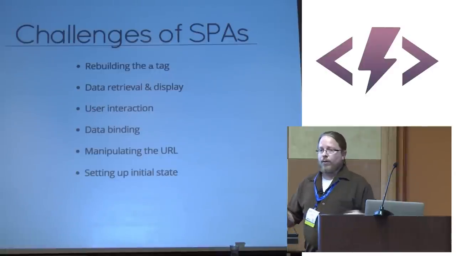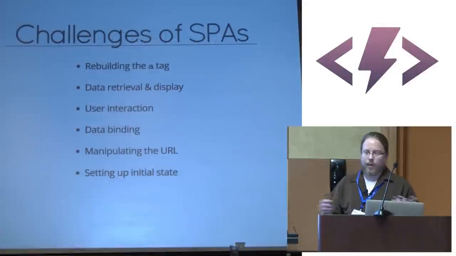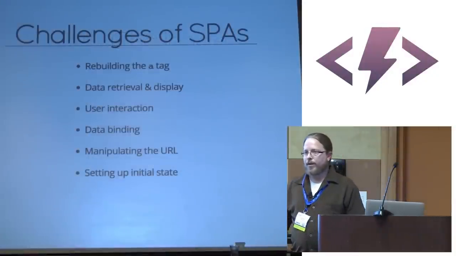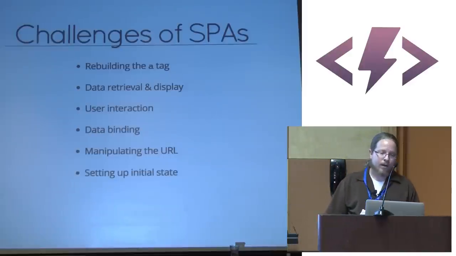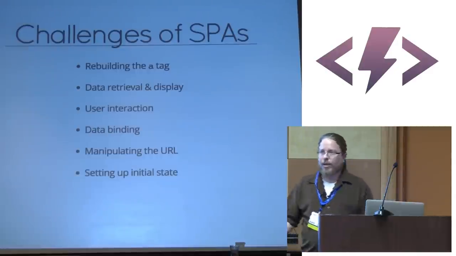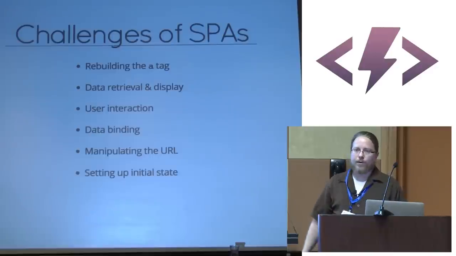So some of the challenges that you might face is, first of all, you kind of have to rebuild the A tag. You're going to want to allow people to click on something within your app, take away whatever they're looking at currently and replace that with something else. That's normally handled by the browser for you with just a regular A tag. It follows the navigation and you're done. But if you're trying to avoid page reloads, you can't have that happen, so you need a solution. You're going to have to deal with retrieving and displaying data. You're going to have to deal with user interactions. And data binding. If somebody changes a value in one part of your app, how does that flow through to the other parts of your app?